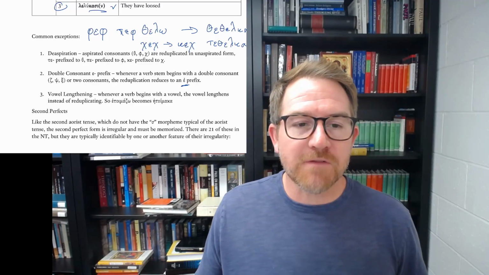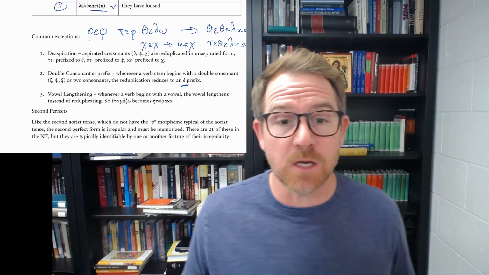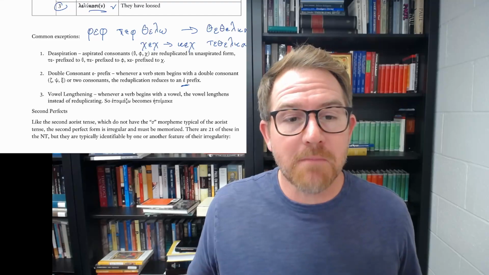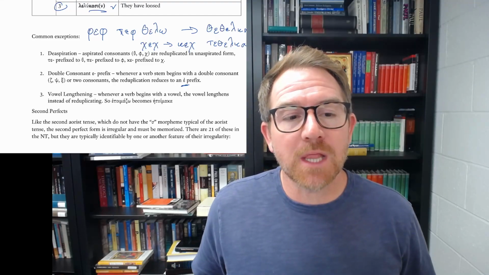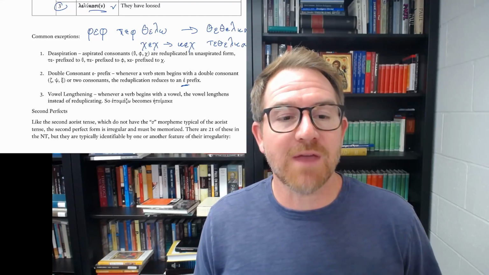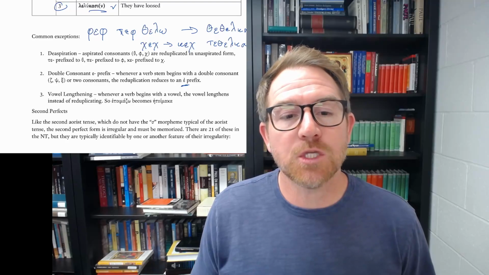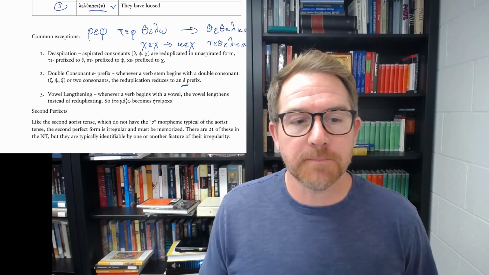There's also the feature of vowel lengthening. Sometimes you have verbs that begin with vowels, like akouo or hetoimazo. And when that happens, the vowel lengthens instead of reduplicating. So instead of hetoimazo, it becomes hetoimaka.